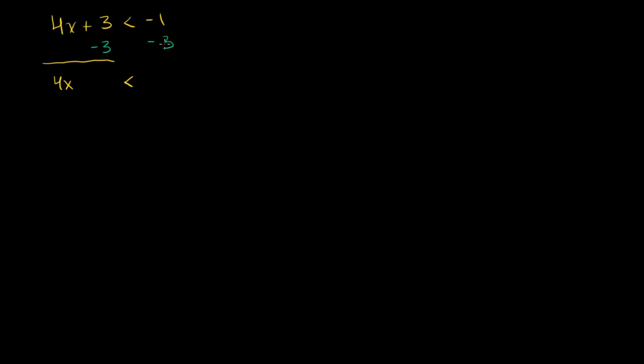We have negative 1 minus 3. That is negative 4. And then we could divide both sides of this equation by 4. Once again, when you multiply or divide both sides of an inequality by a positive number, it doesn't change the inequality. So the left-hand side is just x. X is less than negative 4 divided by 4, which is negative 1. X is less than negative 1.